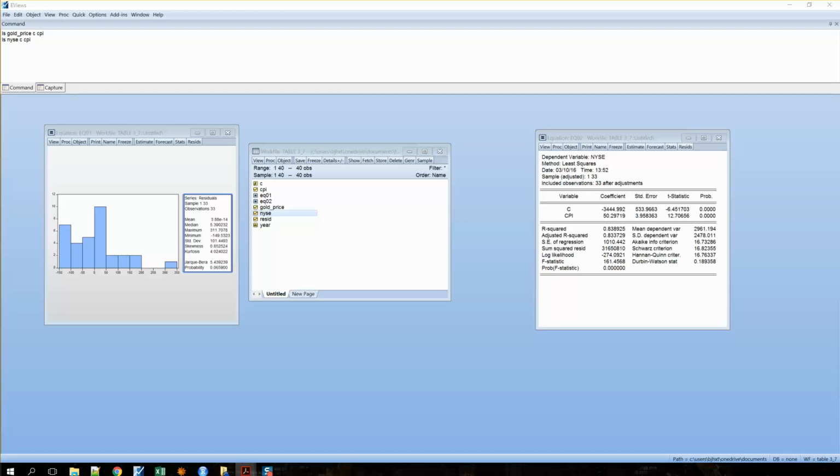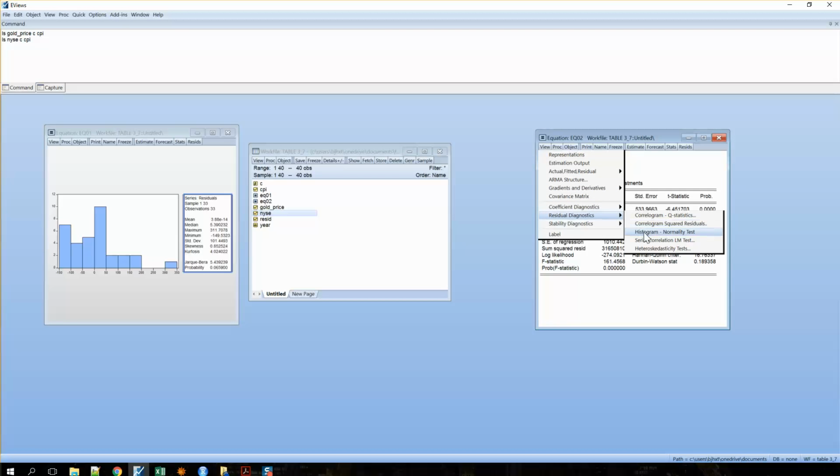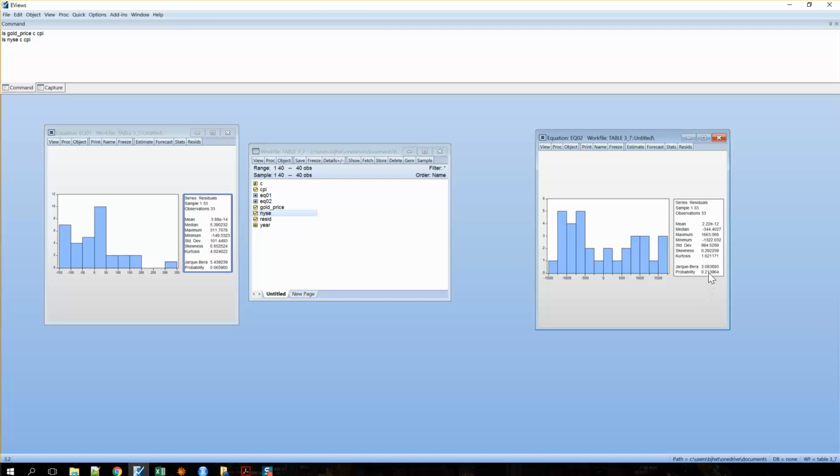And this is important because we rely on the assumption of normally distributed residuals to carry out inference in many ways. Okay, so what about for the other equation? Residual diagnostics, histogram. And here we actually have a lower Jarque-Bera statistic and lower probability p-value. So we can also fail to reject the null hypothesis for this equation.